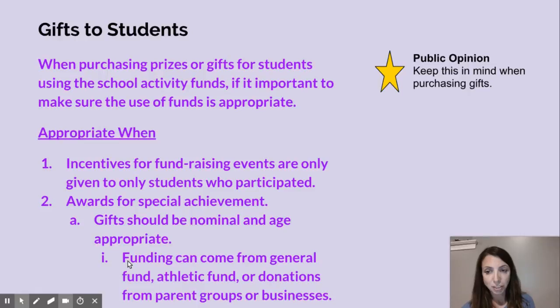Awards for special achievement. These gifts should be inexpensive and age appropriate. Funding can come from general funds, athletic funds, or donations from parent groups and businesses. And as you're thinking about spending the funds, make sure you stop to think about public opinion, keeping those relationships open, and what the public is going to think about the money being spent.